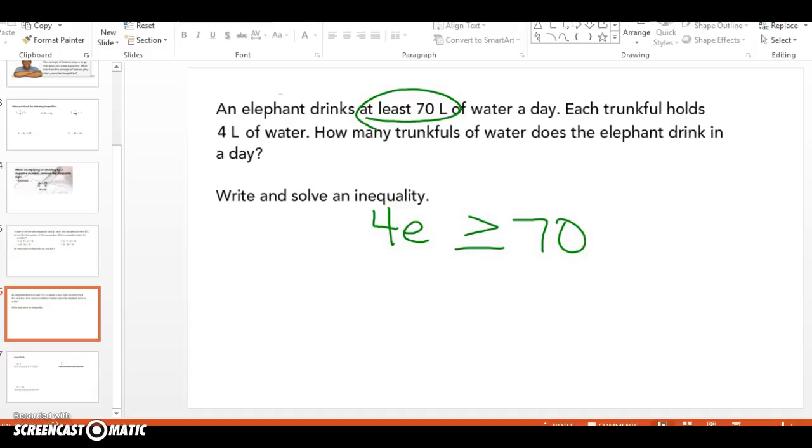How would I solve that? Divide by 4. Would I switch to the inequality symbol? Exactly. I'm dividing by a positive 4, not a negative, so I would not have to switch my sign.